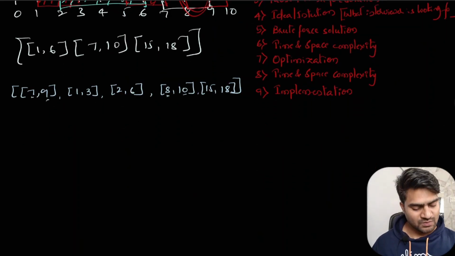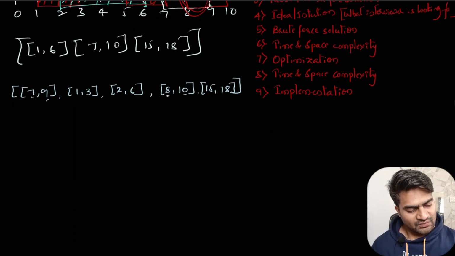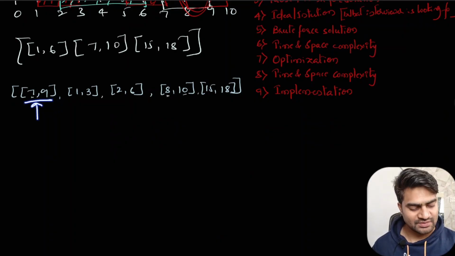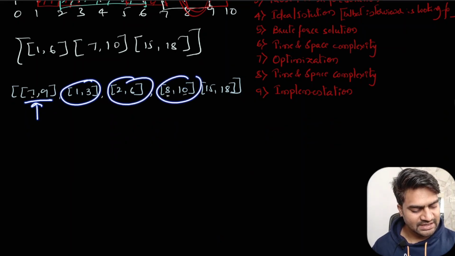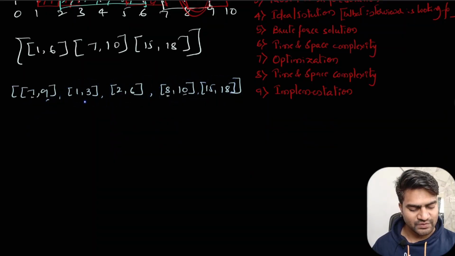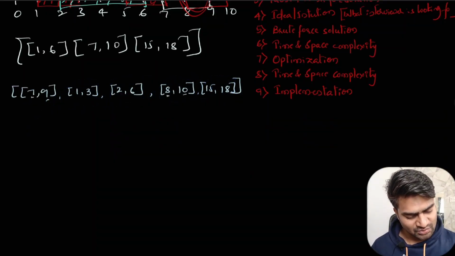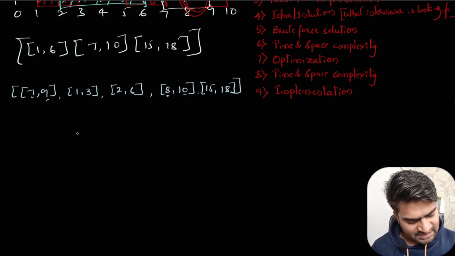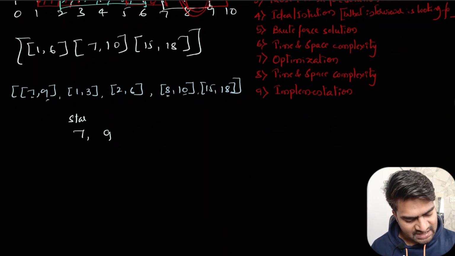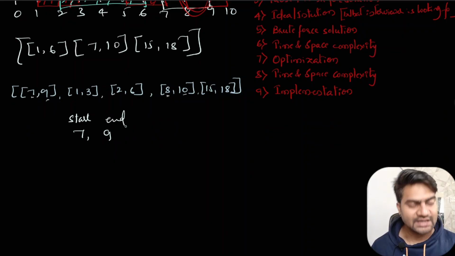So now what I will do for the brute force: first we need to take this particular value, then we need to scan the remaining intervals. If anything is overlapping, then we can merge that with this particular interval. So let us try to do that. I will take my 7, 9. This is going to be my start and this is going to be my end interval.